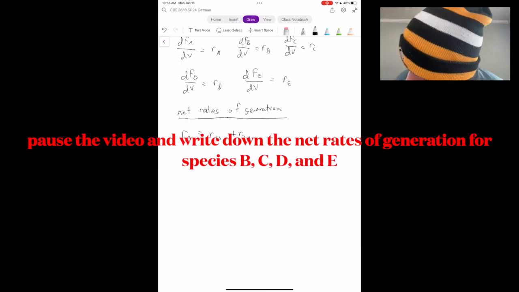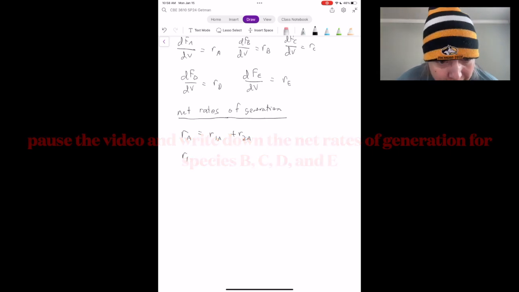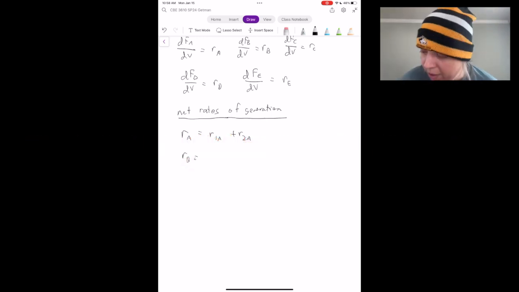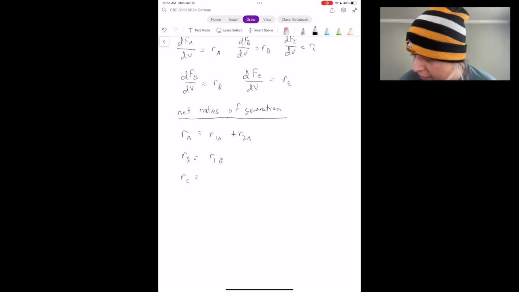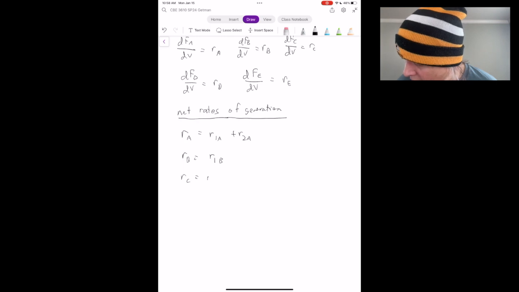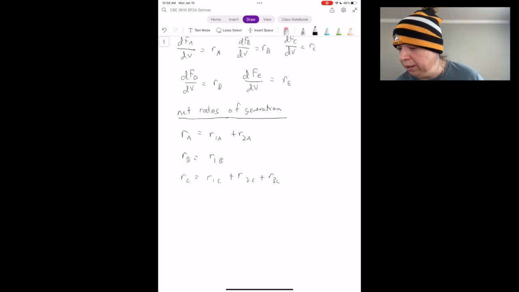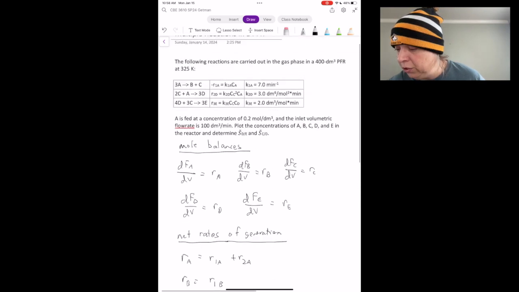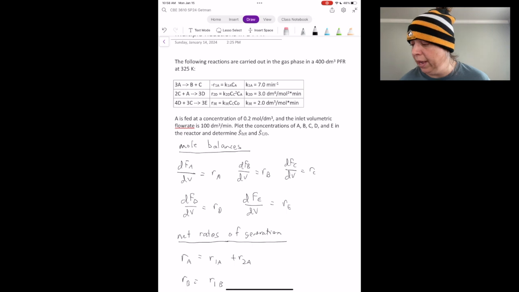Okay. Species B is only involved in reaction 1. Species C is involved in all three reactions, R1C plus R2C plus R3C. And again, if we go back and look, in the first reaction, species C is a product, and in the second two reactions, it's a reactant.